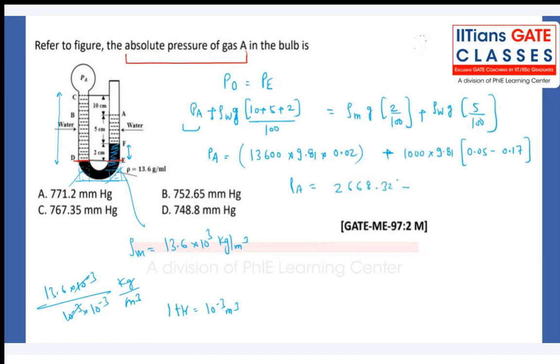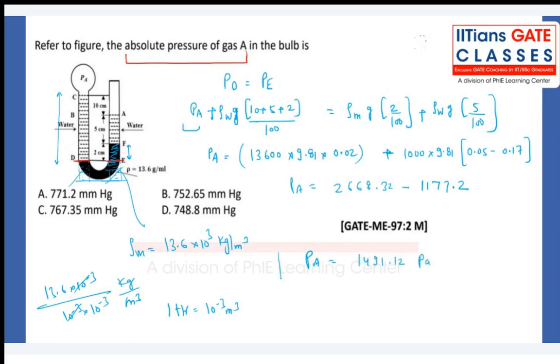2668.32 minus 0.05.17 into 1000 into 9.81. I will be getting 1177.2. The PA value will be 2668.32 minus this one. So I will be getting the value as 1.1491.12. Just check whether it is correct or not.